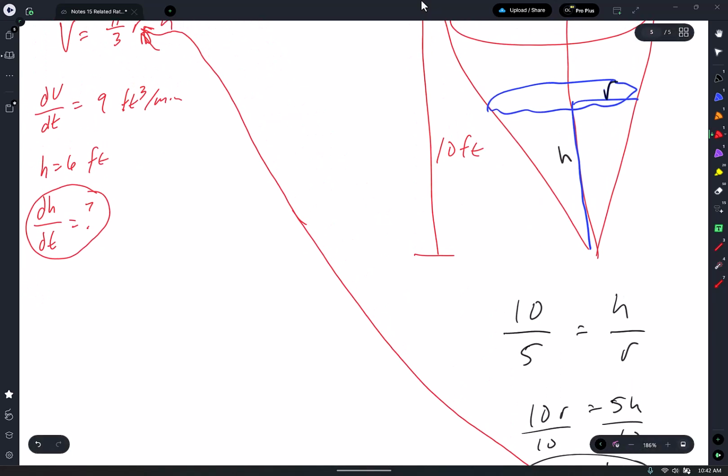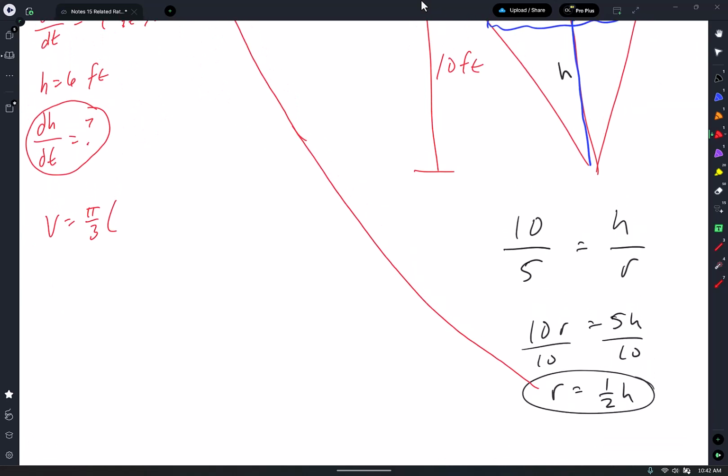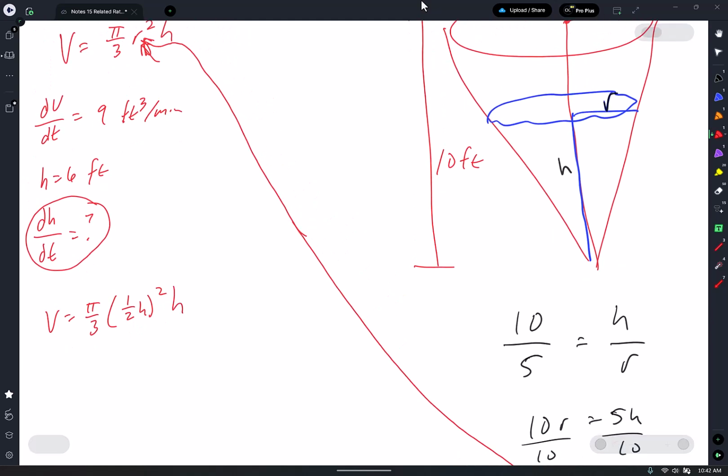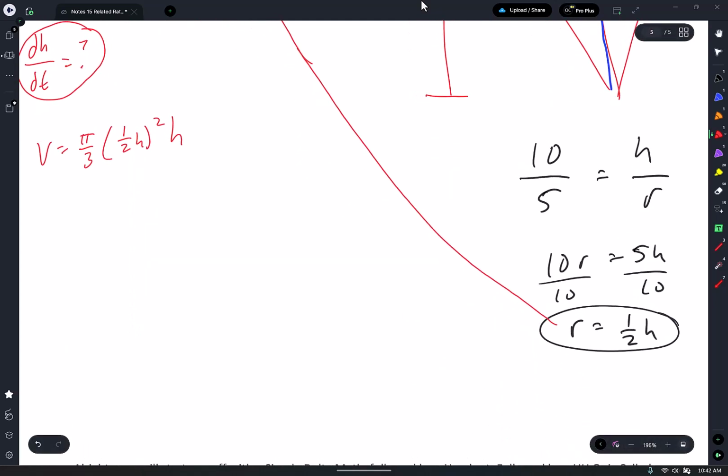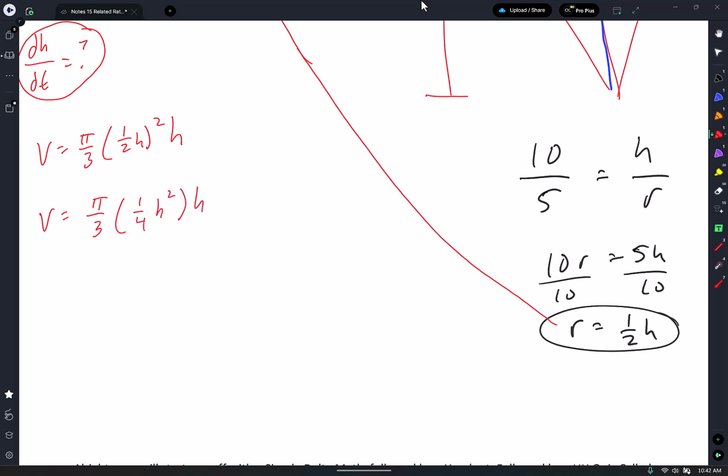So I'm going to write volume equals pi over 3, parenthesis, instead of r, I'm going to plug in 1/2 h, close it squared, times h. And now let's see what this expression is with algebra. Volume equals pi over 3, parenthesis, 1/2 times 1/2, 1/4 h squared times h. What's h squared times h? h cubed. Volume equals, what's 3 times 4? 12. So pi over 12 h cubed.